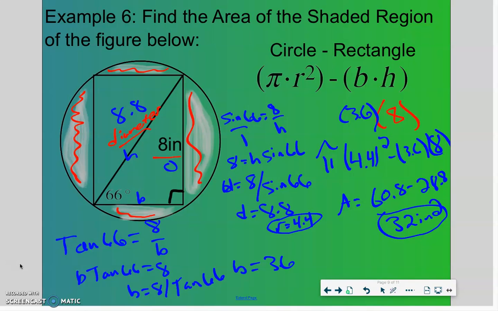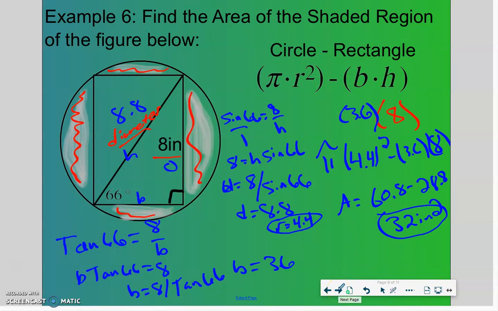I apologize for that, but like I was saying, we get 32 inches as our final result. We did a circle minus a rectangle to be able to find our shaded regions. So you're applying a lot of trigonometry here. You had two cases here in order to be able to apply our formula.